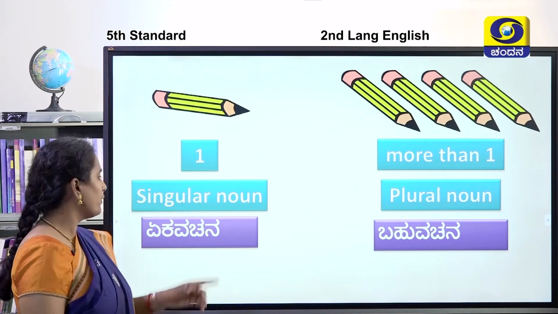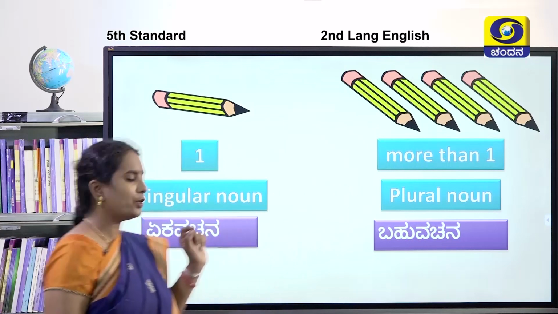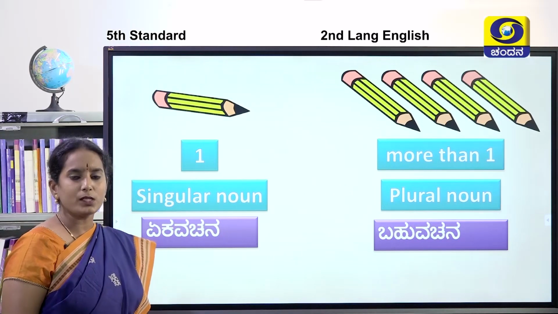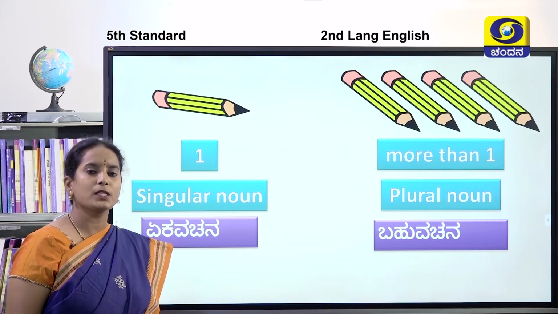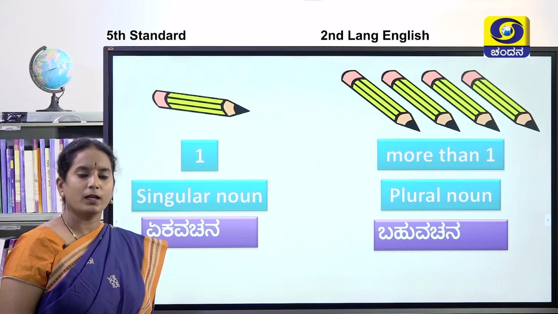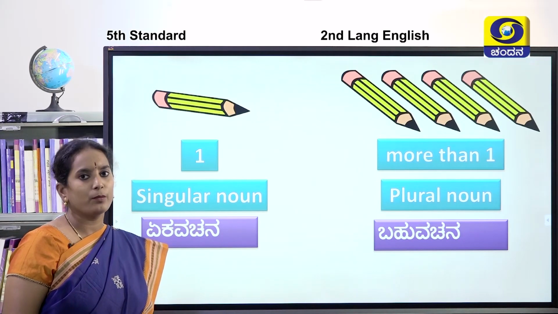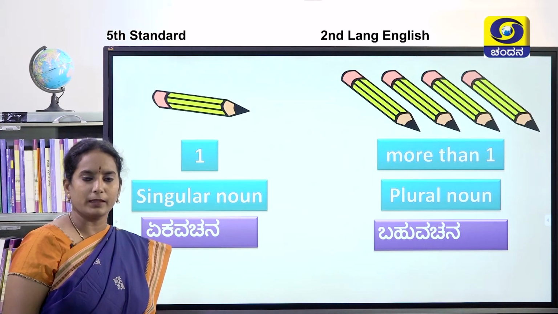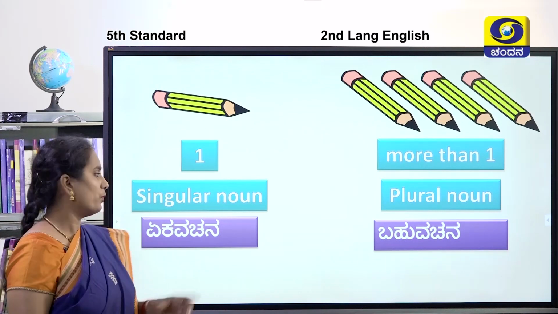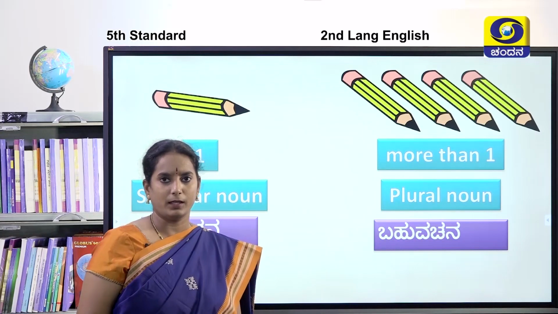In English we call it as singular noun and plural noun. We use the word noun because we make singular forms and plural forms with noun words. Noun words, andre namapada. Singular form, plural form, ನಾಮಪದಗಳಿಂದನೇ ಮಾಡೋದು. ಹಾಗಾಗಿ ನಾವು singular noun and plural noun ಅಂತ ಕರೀತೇವೆ.